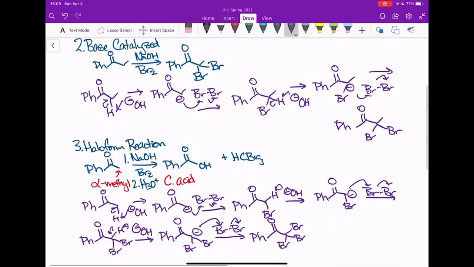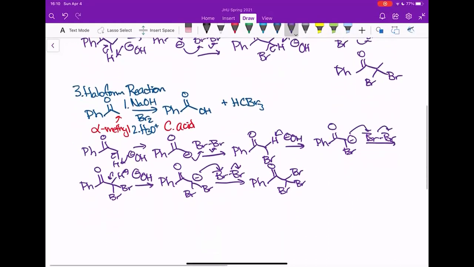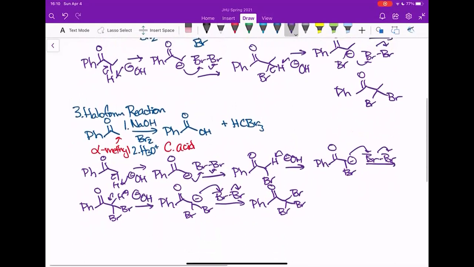And so from here, I'm going to scroll down a little. From here, your next equivalent of base will still come in and attack, but now it's going to attack the carbonyl carbon, sending these electrons up onto your oxygen, which come down to kick off your leaving group, which is now that CBr3. Okay. So once that happens, you're going to be left with this carboxylic acid and your byproduct of minus CBr3.